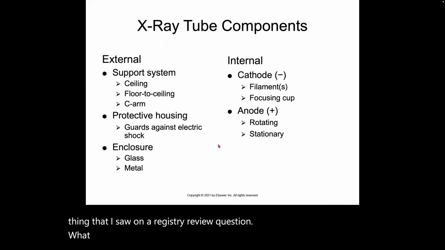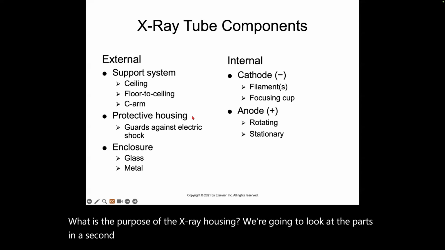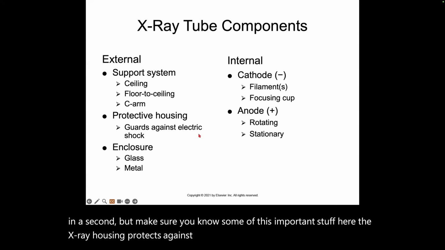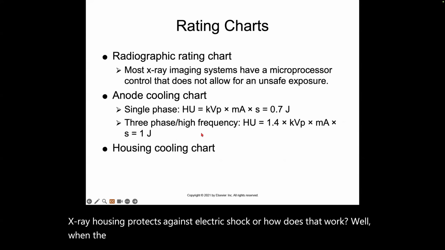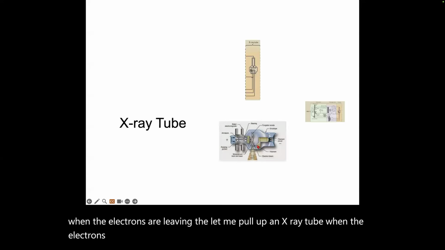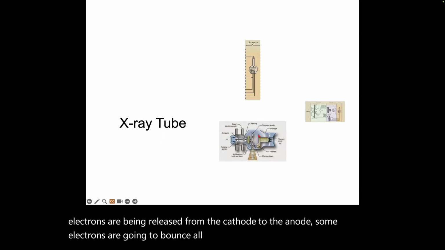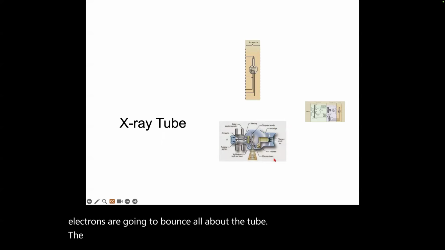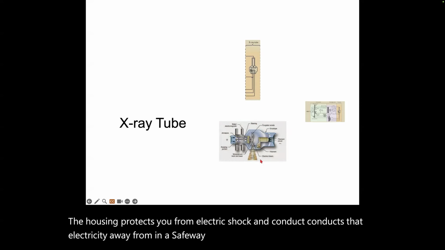What is the purpose of the X-ray housing? We're going to look at the parts in a second, but make sure you know some of this important stuff here. The X-ray housing protects against electric shock. Well, how does that work? Well, when the electrons are being released from the cathode to the anode, some electrons are going to bounce all about the tube. Well, the housing protects you from electric shock and conducts that electricity away in a safe way so you won't get electrocuted or the patient won't get electrocuted. All right.